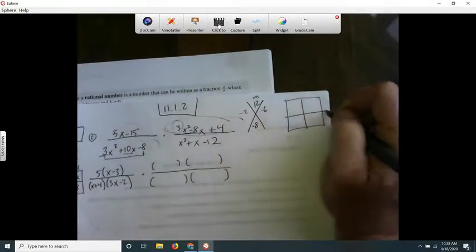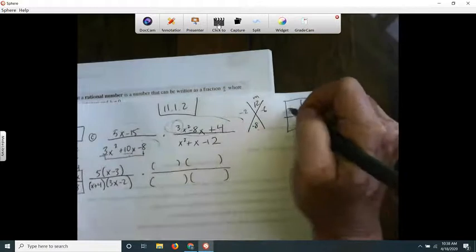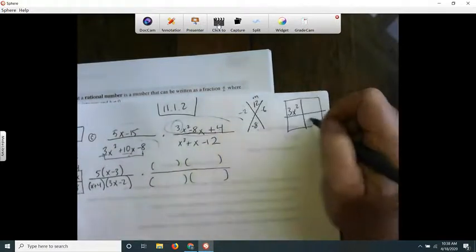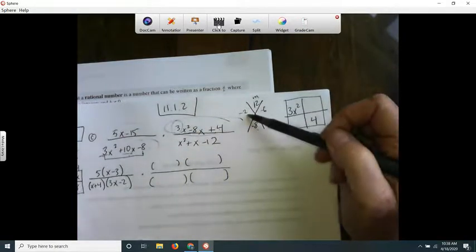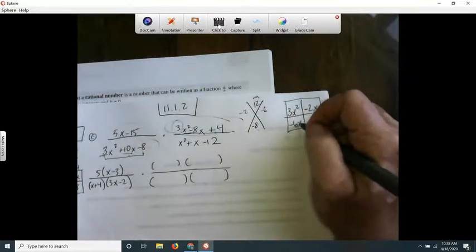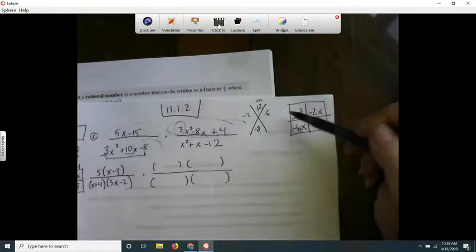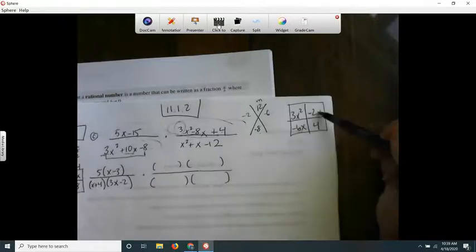So I like to put my 3x squared up in the top left and put my 4 down here. And then the two numbers that add up to make -8 are -2 and -6. And then I know 3x times x equals 3x squared. I want that 3x above the 6, not over, because 3 doesn't go into 2. I want it up here.